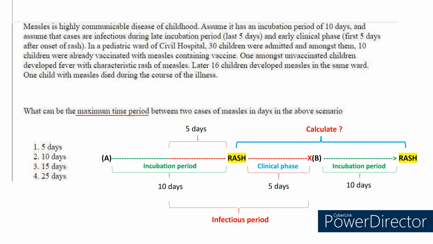So after the infection has been transferred from case A to case B, again it will take 10 days for case B to develop rash, right? Because the incubation period is 10 days. So now what we need to find out? We need to find out the duration between two rashes or inter-rash interval, okay? Between two clinical signs of case A and case B. So it will be 5, that is the clinical phase followed by rash of case A, and then you need to add the incubation period of case B. So 5 plus 10, that is around 15 days.